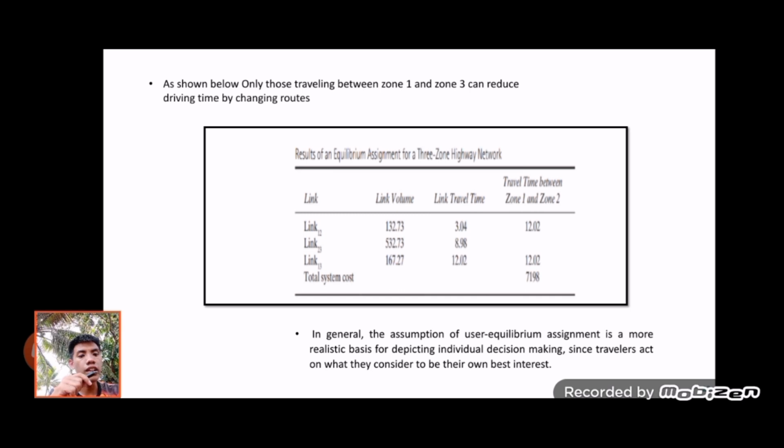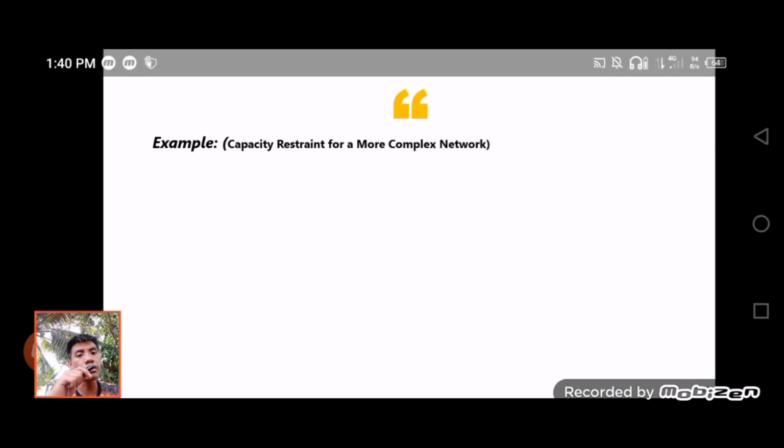In general, the assumption of user equilibrium assignment is a more realistic basis for depicting individual decision-making since travelers act on what they consider to be their own best interests. Example: capacity restraint for a more complex network.